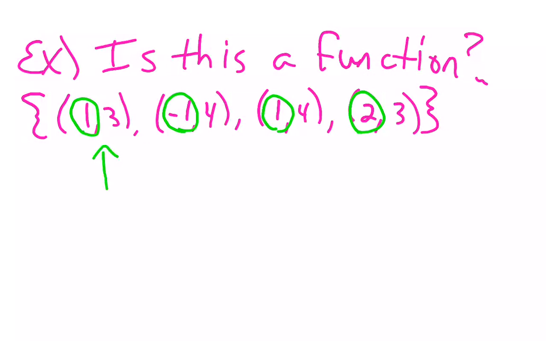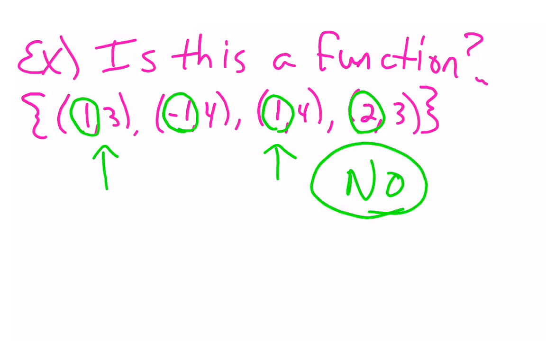Notice that's the same x. So basically they're saying they plugged in 1 and got out 3, and then they plugged 1 in again and got out 4. Saying it that way, you go, well, that doesn't make any sense. Well, that's the idea. Is it actually functioning? And the answer is no, this is not a function because we plugged in the same x and got 2 different y values.